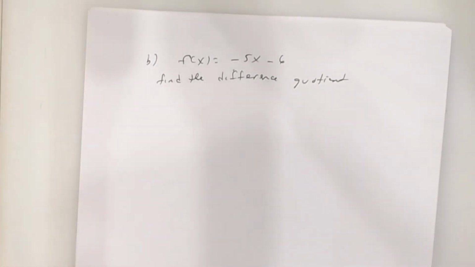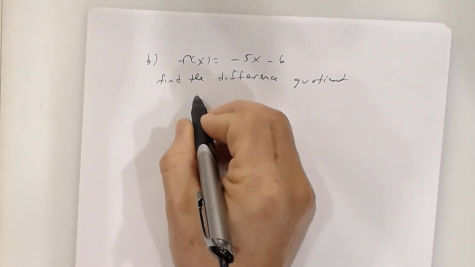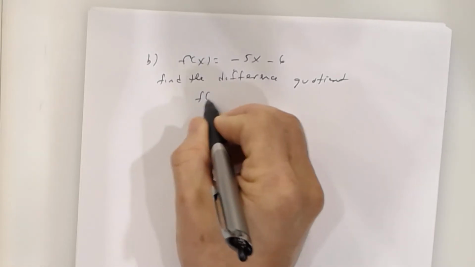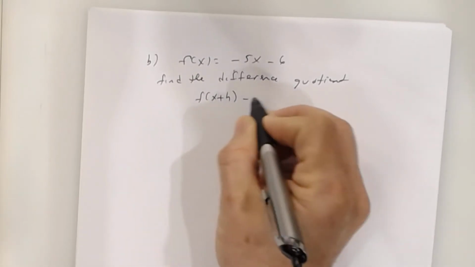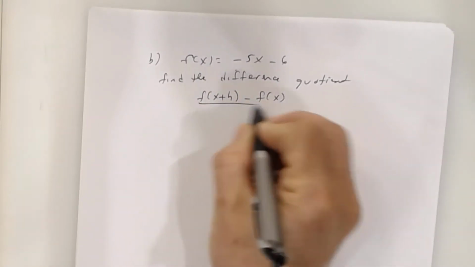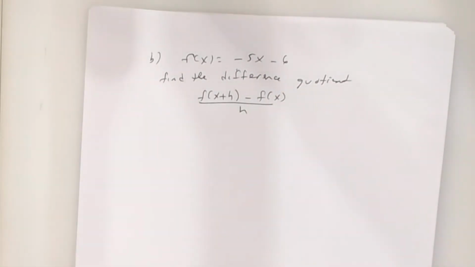First of all, what's the formula for difference quotient? F of x plus h minus f of x all over what? H. And all you got to do now is just plug and chug. This is linear, so that's easy. The one of your tests, though, test 3, is quadratic.